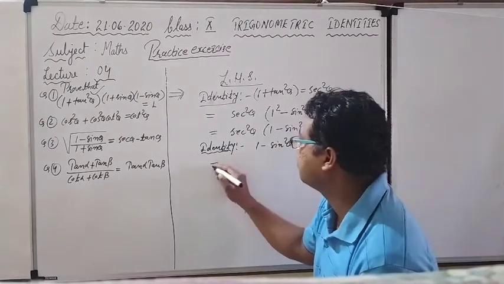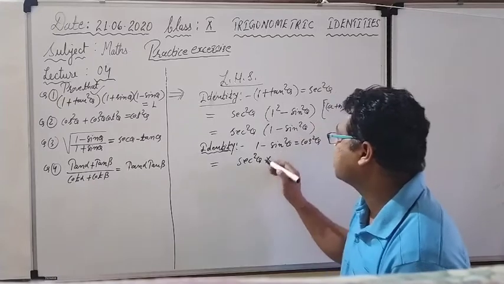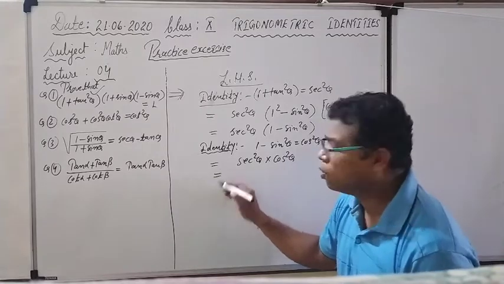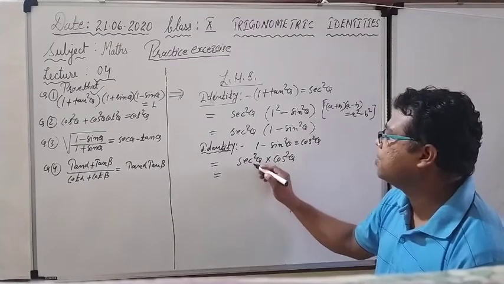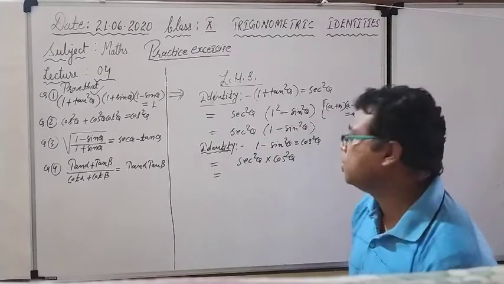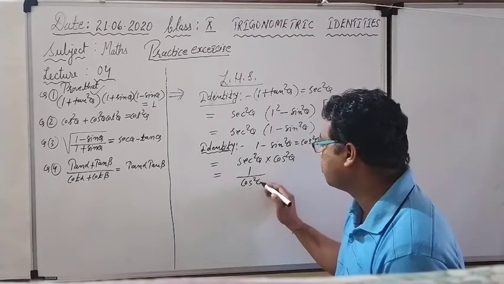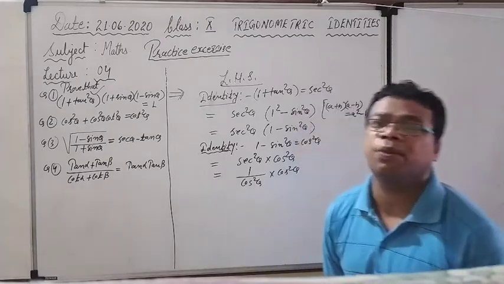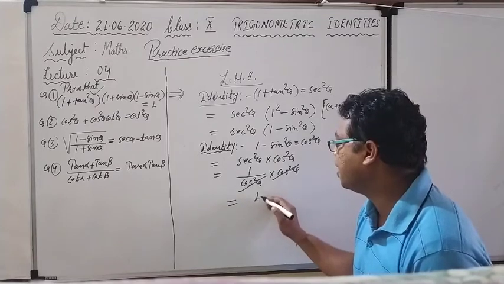Right now see, I am going to write down here sec square theta into 1 minus sin square theta. This 1 minus sin square theta could be written as cos square theta. Slowly we are moving, no problem. After that we know the relation between sec and cos: they are reciprocals of each other. So sec square theta could be written as 1 upon cos square theta. You can see cos square theta appears in the numerator and denominator, so I can cancel it, and finally I will get 1.